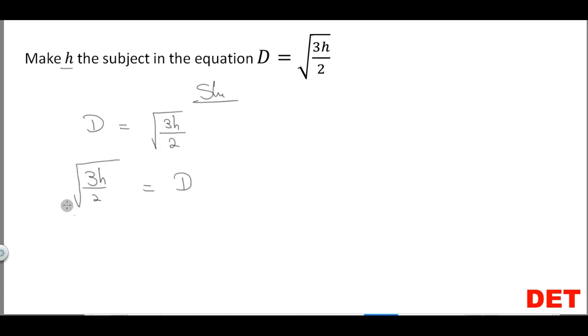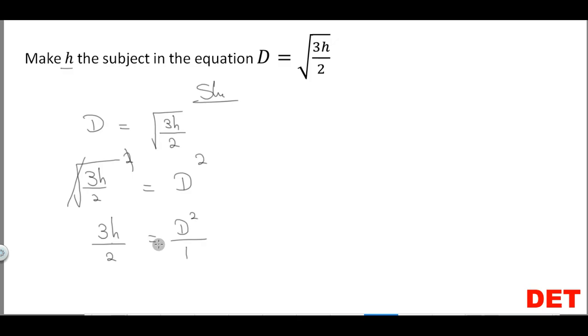So this will be the square root of 3h over 2 squared equal to d squared. So with this, I've squared both sides of the equation so that this square will cancel out the square root. So what will be left here is 3h over 2 is equal to what? d squared. So you should know that your d squared is the same thing as d squared over 1. d squared divided by 1 will still give you d squared. So they are the same.